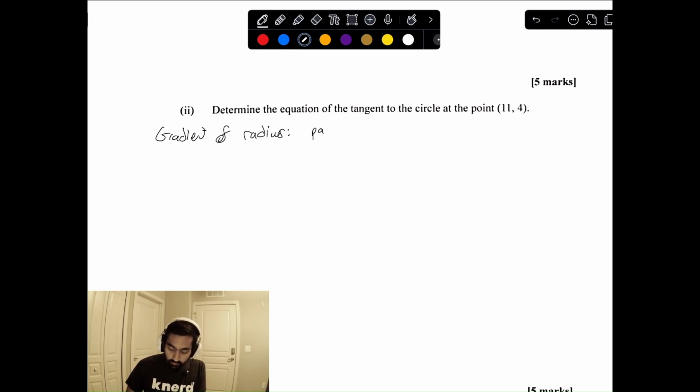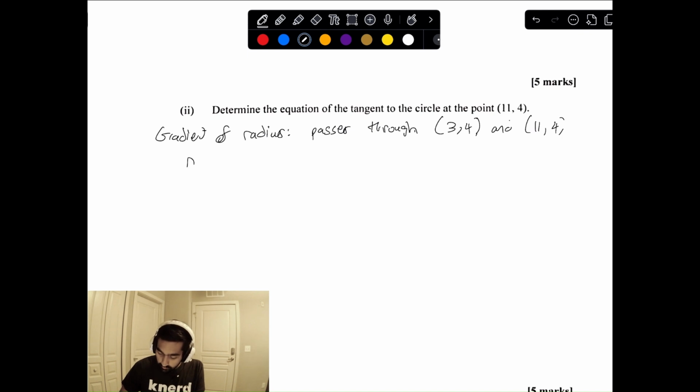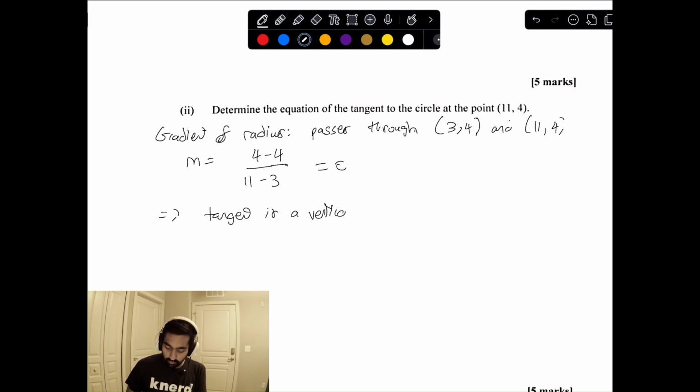Well, the radius passes through 11, 4, because that's the point, and the radius also passes through the center. So it also passes through 3, 4. So these are the 2 points. Therefore, the gradient is y2 minus y1, which is 4 minus 4, all over 11 minus 3, which is just 0. This means that the radius is a horizontal line. And since the tangent is perpendicular to the radius, this means that the tangent is a vertical line.